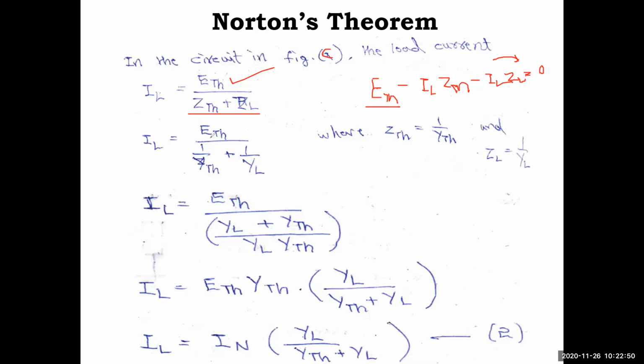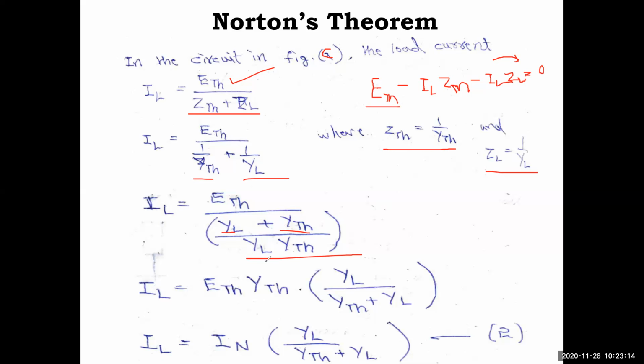Next, I will substitute for ZTH and ZL in terms of admittance. I will use this relation, ZTH equal to 1 by YTH and ZL equal to 1 by YL. In terms of admittance, I will write the denominator terms. I will take the LCM now, ETH by, so you will get YL plus YTH over YL YTH. Now I will simplify.